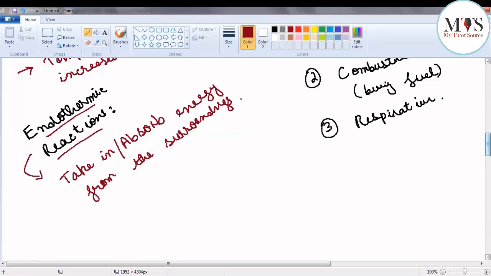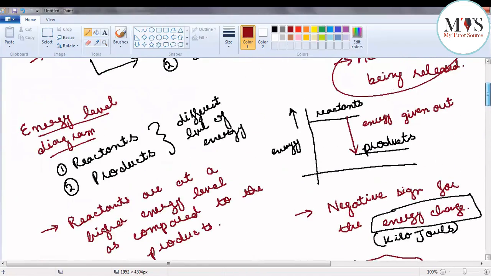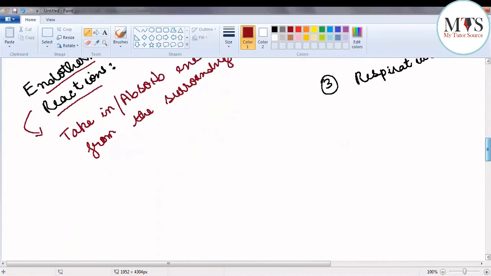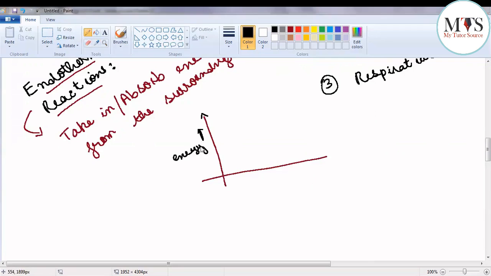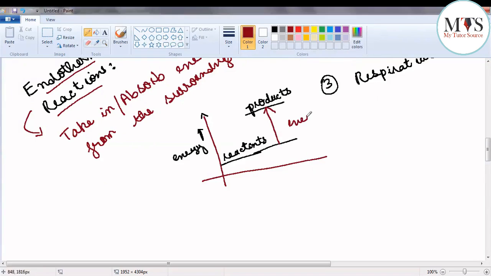So in that case, we are going to look at the energy level diagram as well that I showed you for the exothermic reactions. In case of endothermic reactions, if you try to draw the energy level diagram, you would notice that if I label energy on the vertical axis showing an increase going in the upward direction, you would see that products would be at a higher energy level as compared to the reactants, right? Products are at a high energy level as compared to the reactants, which are at a lower energy level in that case, right?